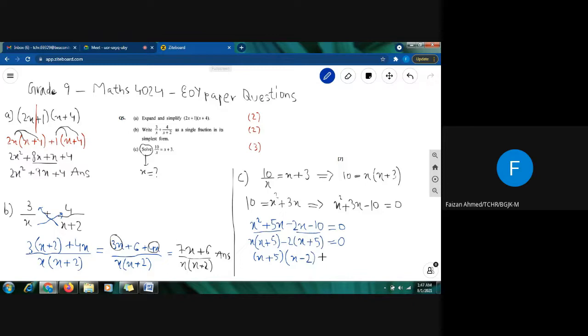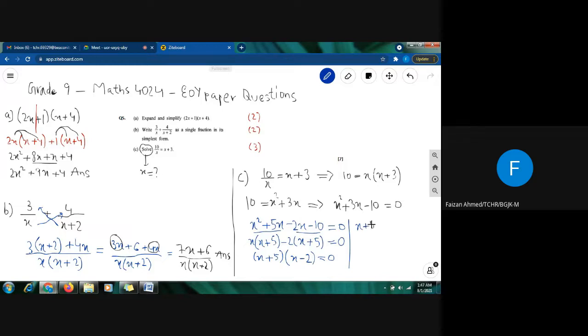This is the factorization method. This is the middle term breaking method, in which we break the middle term into two factors, and then we take common and form two brackets. So this is the factorization. We have divided this quadratic equation into two factors, and now I will just solve them by putting them equal to 0. First, I will put x plus 5 equals to 0.